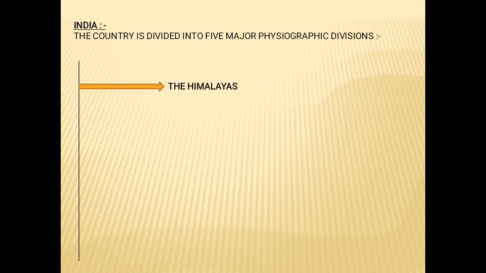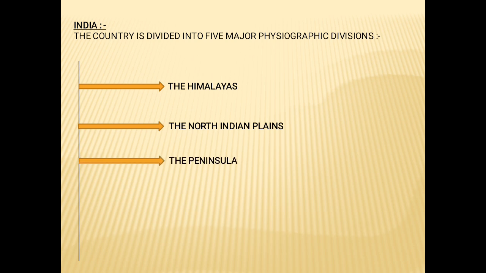the Himalayas, the North Indian Plains, the Peninsula, coastal plains, and island groups. We will now study each division in great detail. First, we start with Himalayas.